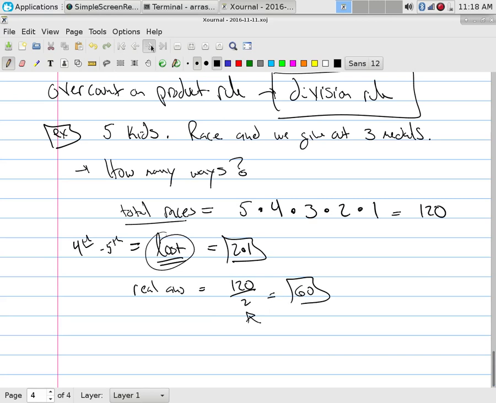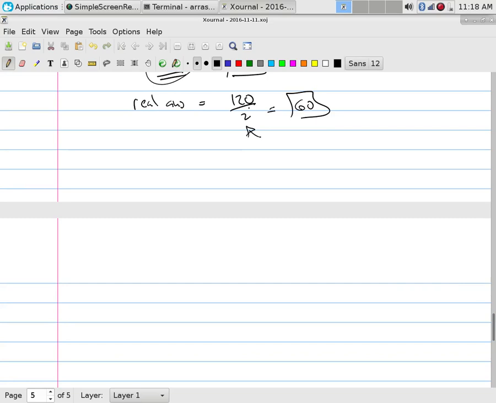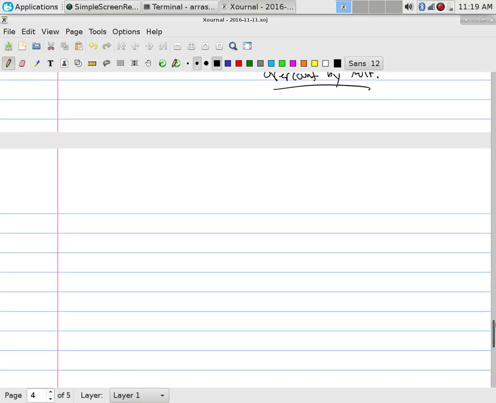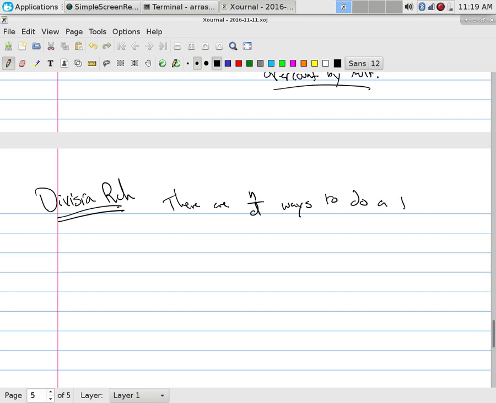It's hard. Here's where it's hard to say in general, right? We have to divide. We have the overcount by multiplication, right? It's hard to state. So here's the division rule. I'll just copy what they do so we can actually argue out so that you can understand what they're saying. There are n divided by d ways to do a task if it can be done by a procedure that can be carried out in n ways.